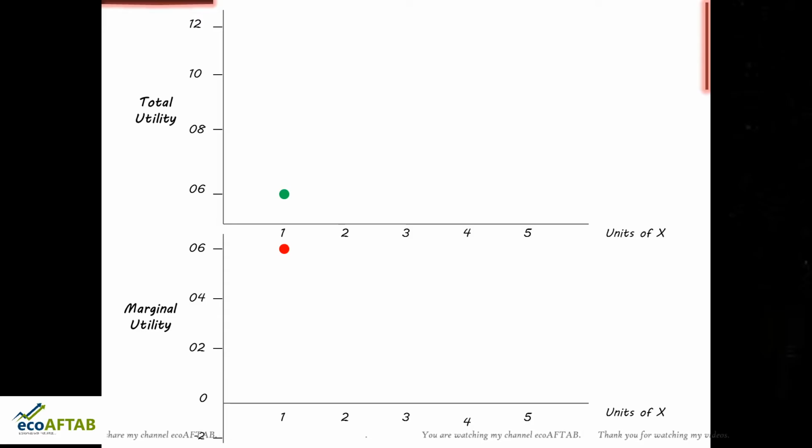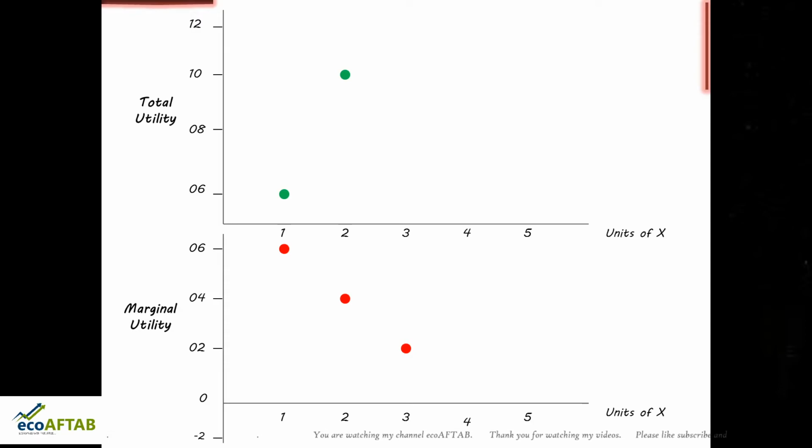Now when she consumes the second unit of the gulab jamun, the marginal utility reduces. From 6 it becomes 4. And at the same time, what has happened to the total utility? The total utility she derives from 2 units of gulab jamun has become 10. That is 6 plus 4, equal to 10. Now when she consumes the third unit of gulab jamun, the marginal utility she gets is 2 units.